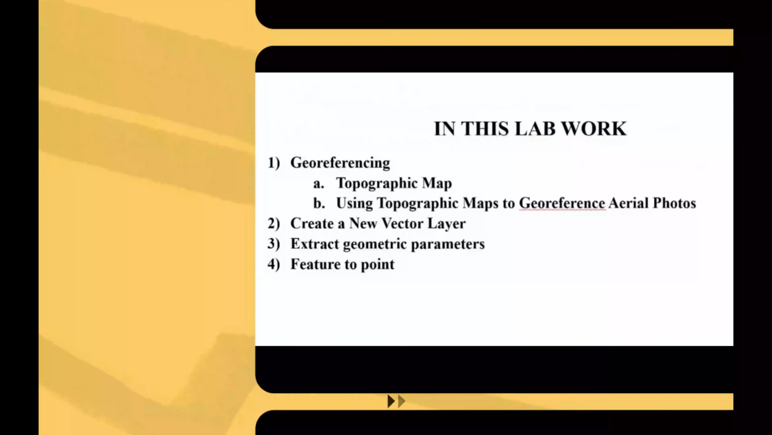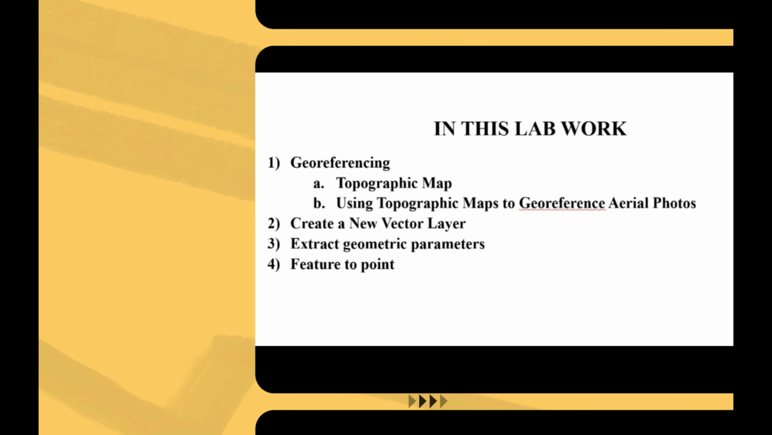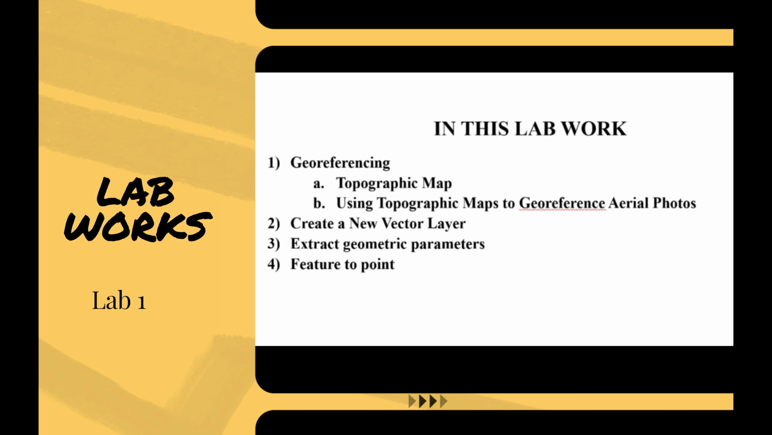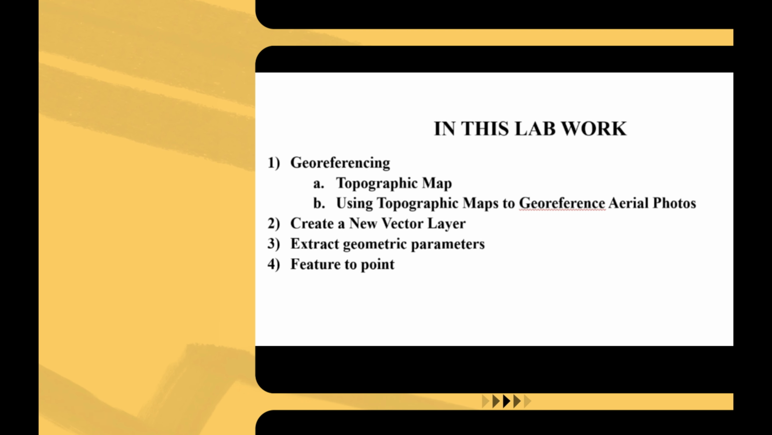In this lab work, we are doing georeferencing for a topographic map and also for an aerial photo based on the georeferenced topographic map. Then we will create a new vector layer. Third is extract geometric parameters like area and perimeter from the created vector layer. And finally, change the vector layer to feature point.